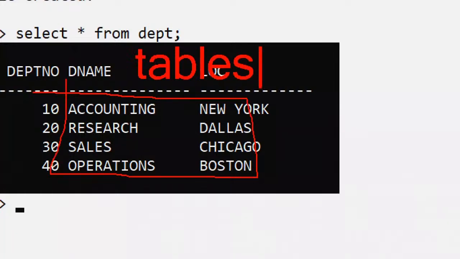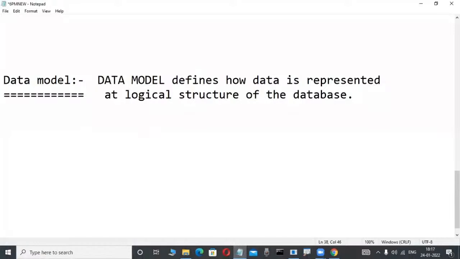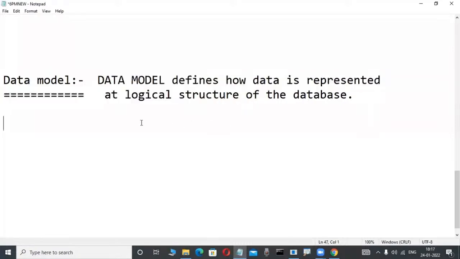Before 1970, this data model was not there. Hierarchical data model, network data model, and some other data models existed, with IMS and IDMS softwares in those days. But nowadays, a data model defines how data is represented at the logical structure of the database. Now check it out, concentrate here.